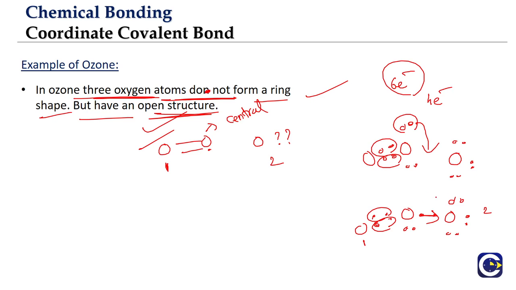Now as a result of it, if you are counting the total number of electrons on that peripheral oxygen atom 2, what is it going to be? It is having 6 of its own electrons, plus 2 electrons are coming because of the shared pair. Totally what is it? 8.